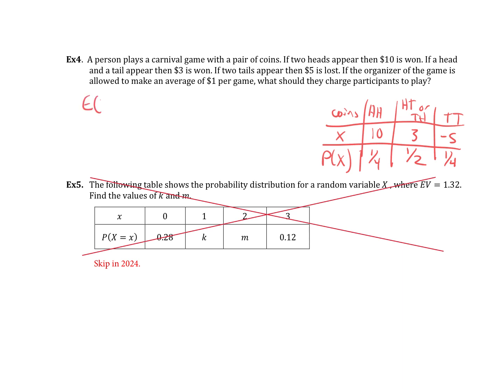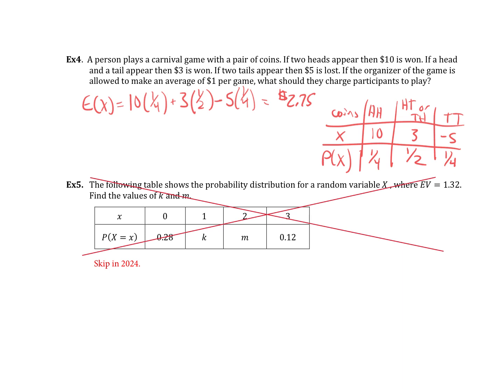What should they charge? Well, let's figure out the expected value first. The expected value is 10 times a quarter plus 3 times a half minus 5 times a quarter. That all comes out to 2.75 by the answer key I'm looking at. So I'm really cheating. I'm getting lazy here. This is the very last video that I'm making for you.